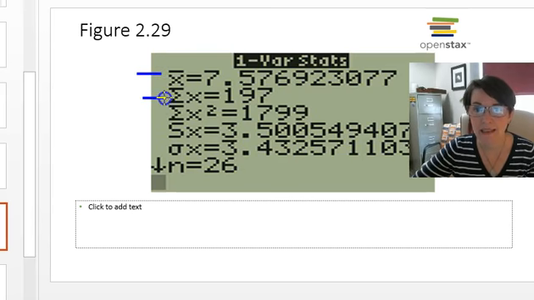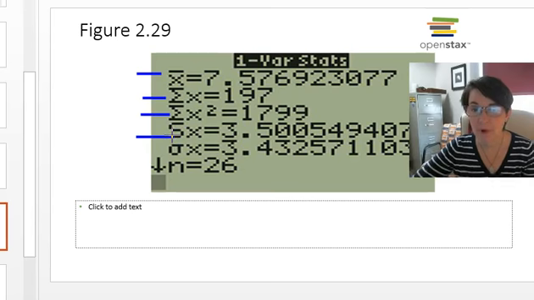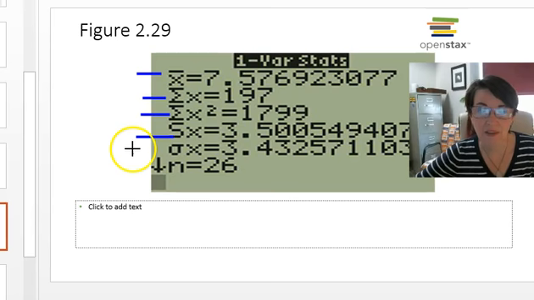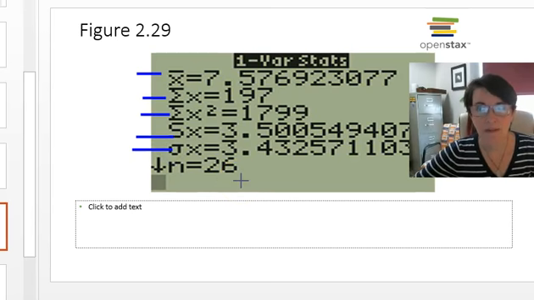The sum of all the x's is simply the sum of all my data points. The sum of all the x's squared is simply the sum of all the x's squared, which is needed in some calculations. Here we have the standard deviation of a sample. That's why it has the S. And here's the standard deviation for a population. It has our theta. So notice they're a little different, but not a lot different. And this N means that there were 26 data points that you entered into that list.